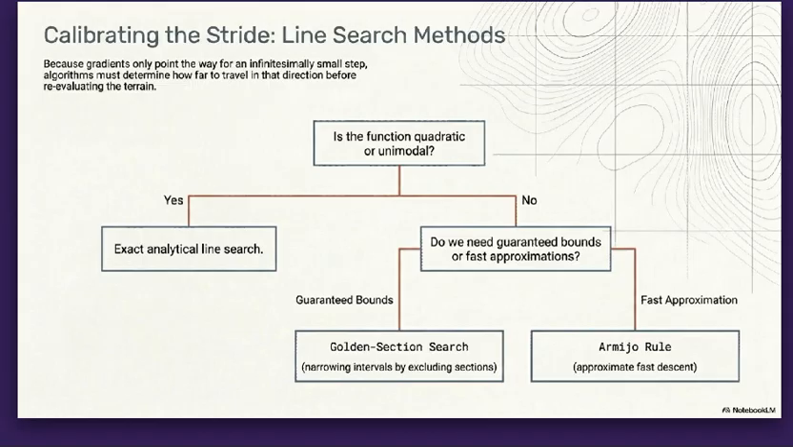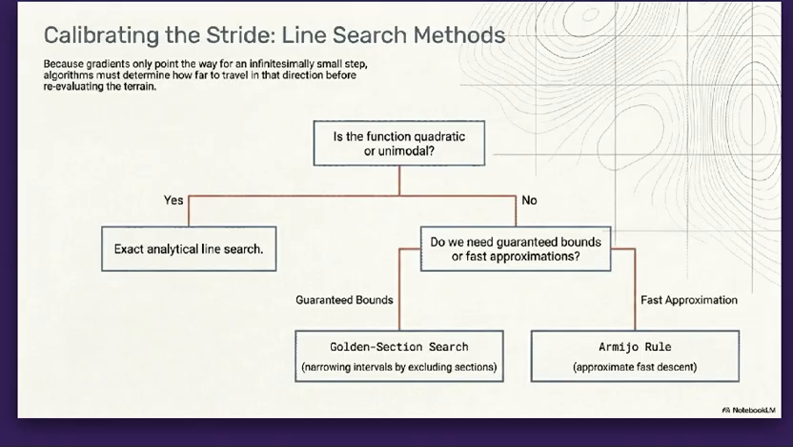But even with the golden ratio recycling computations, evaluating the model over and over just to figure out how far to take a single step sounds agonizingly slow for a billion-parameter network. Oh, it is. It is far too slow for deep learning. So what we actually use is the fast approximation method, the Armijo rule, or the Wolfe conditions.